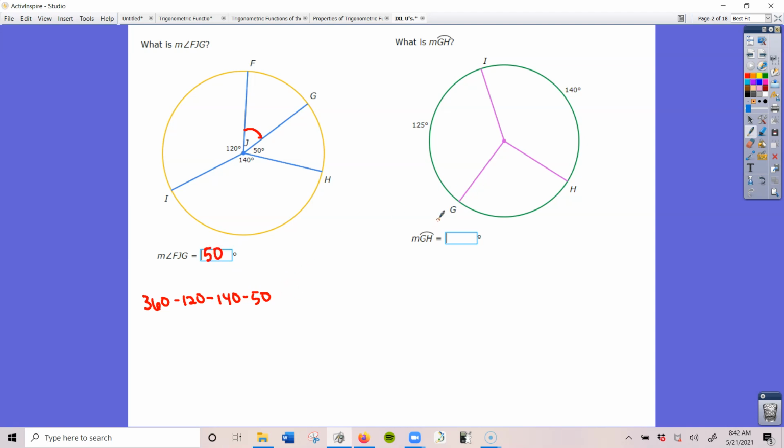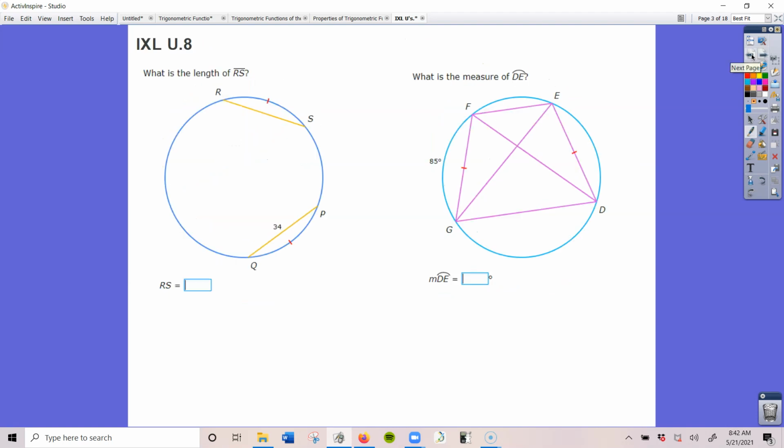Over here, they're trying to find the measure of the arc GH. So just like the other ones, we do 360 minus 125 minus 140. And when we do that, we get 95 degrees. So that's basically U2. There's really not much more to that.